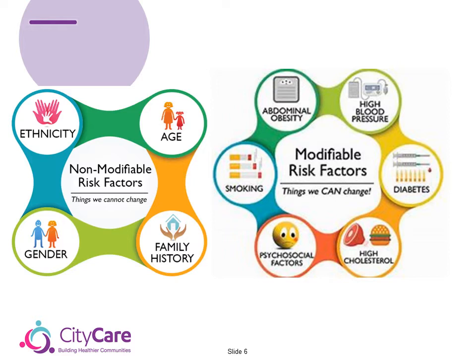This slide shows graphically some of the non-modifiable risk factors. These are the things that we cannot change, and some of the modifiable risk factors. These are the things that we can change. So non-modifiable risk factors, we're looking at ethnicity, age, gender, and family history. Modifiable risk factors, we're looking at smoking, psychosocial factors, high cholesterol, diabetes, high blood pressure, and abdominal obesity. We will look at these in more depth in a moment.